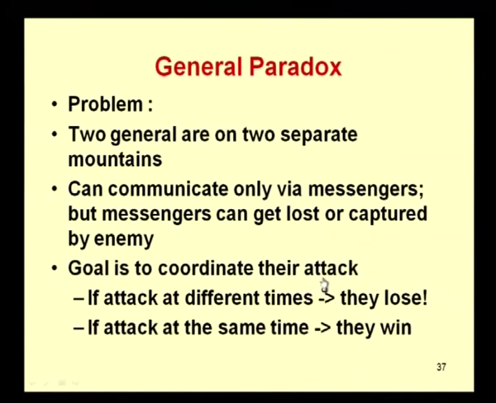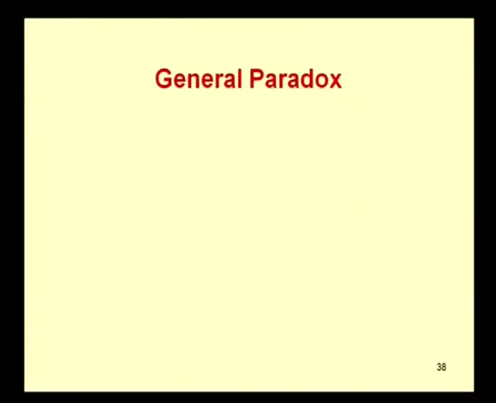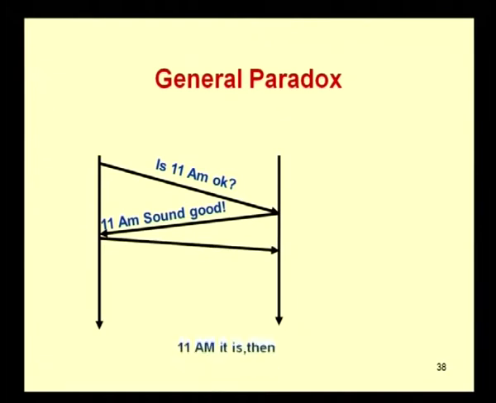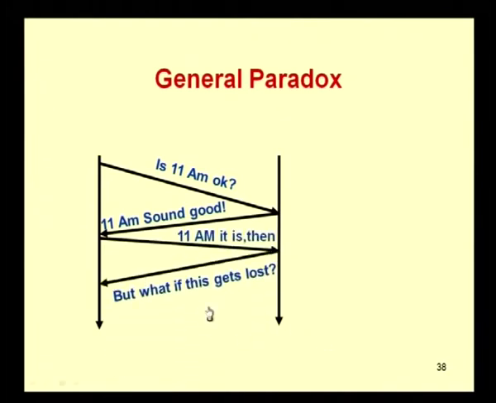So, two people are on two separate mountains, they want to attack. If they attack together, they win. If they attack at different times, they lose. So, that is the paradox. If you represent this with a diagram, suppose the first general sends a messenger saying 11 AM, and the second says okay, 11 AM sounds good, and the first says 11 AM it is then, and if this acknowledgement is lost.